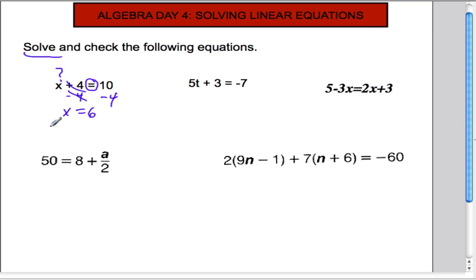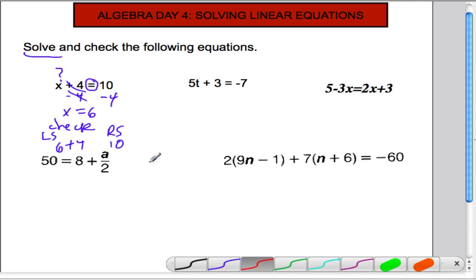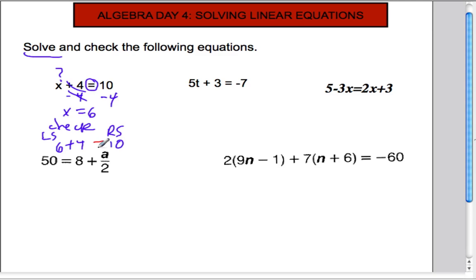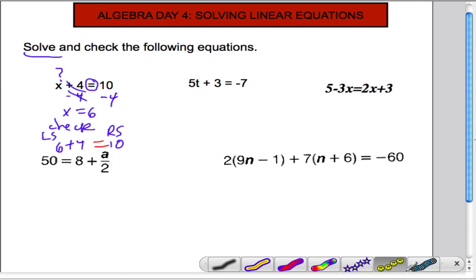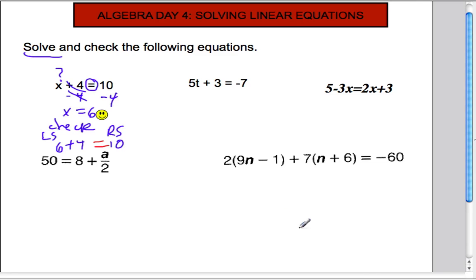If you wanted to check, then on your left side, you have 6 plus 4, and on your right side, you have 10. You can see that the left side and the right side of your equation are balanced, which means that you're happy with your solution.